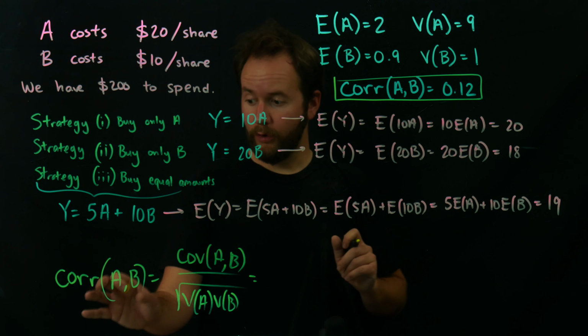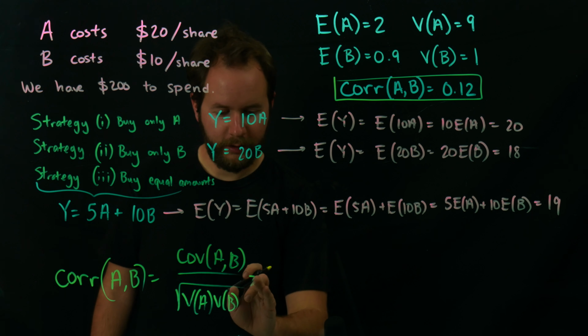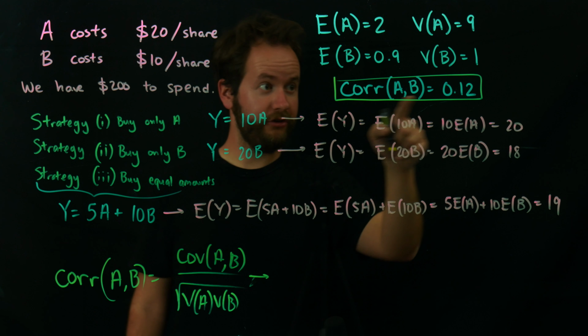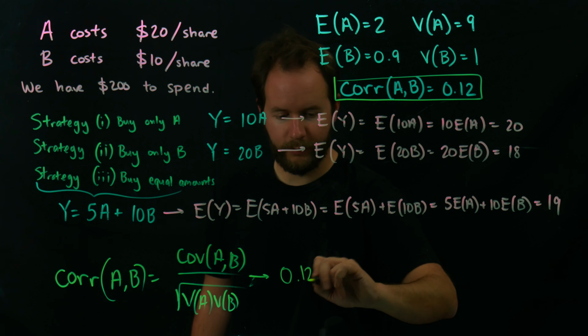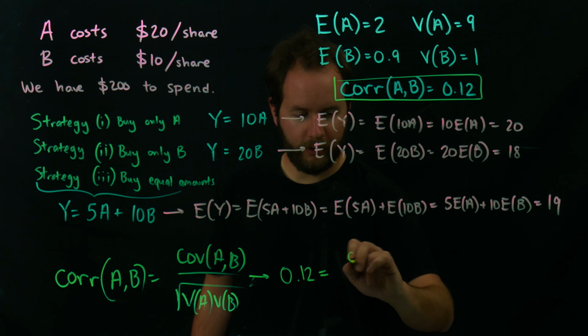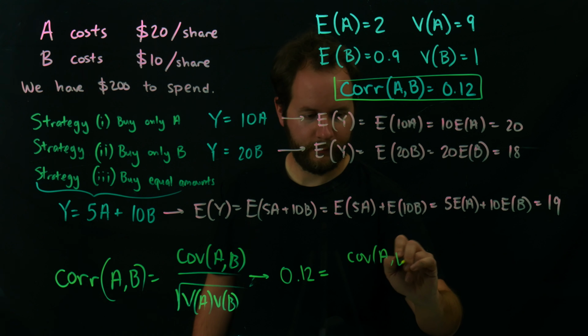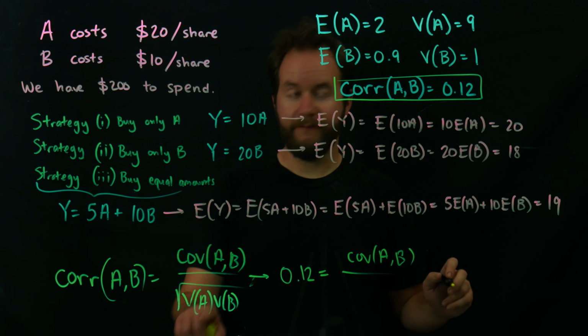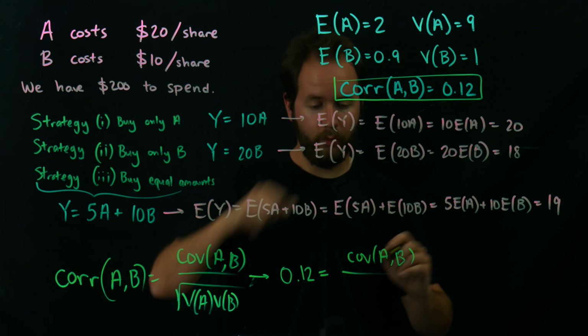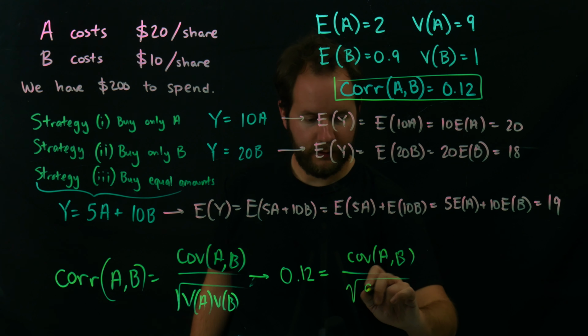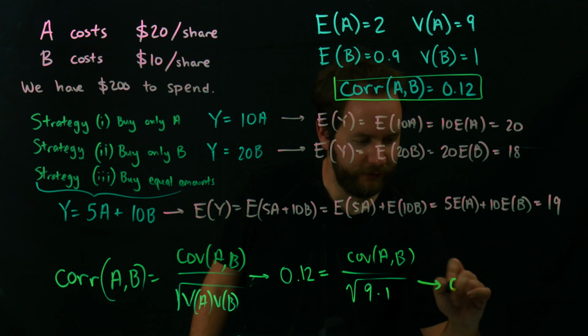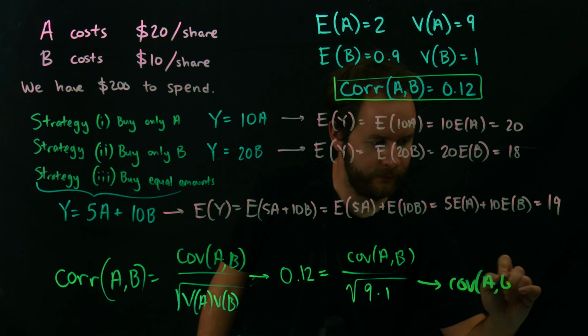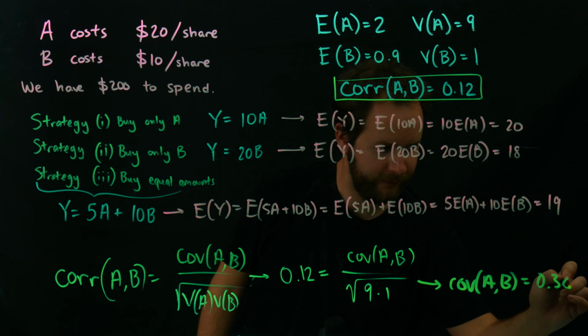Now, we know the correlation is, I should actually draw an arrow here. We know, we're given that the correlation is 0.12. So we're going to put 0.12 here. The covariance we don't know, that's what we're looking for. The variance of A and B are given, 9 and 1. So we have square root of 9 times 1. It's going to give us a covariance of 0.36.